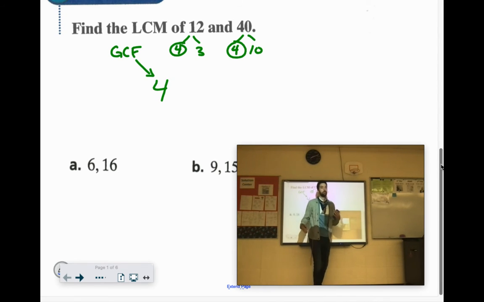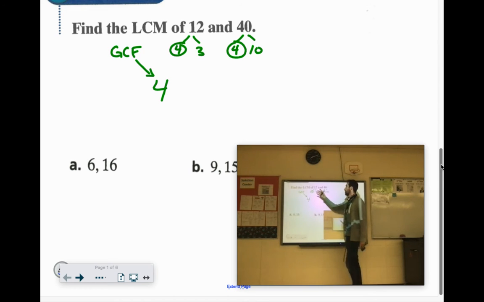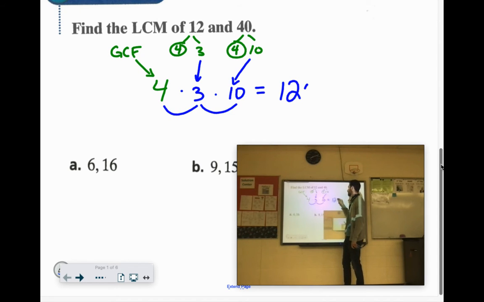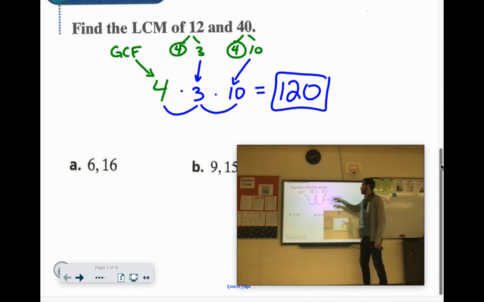But for the lowest common multiple, once you find all the things they have in common, then you bring down all the leftovers. So we bring down the 3, and we bring down the 10, and we just multiply them all. So 4 times 3 is 12, times 10 is 120. So 120 is the smallest number that 12 and 40 can go into. Let's try it again.